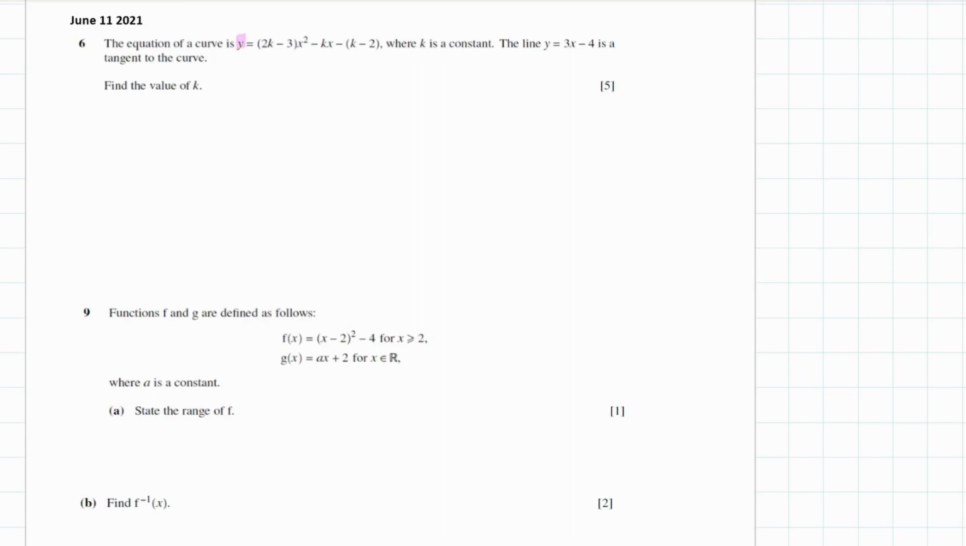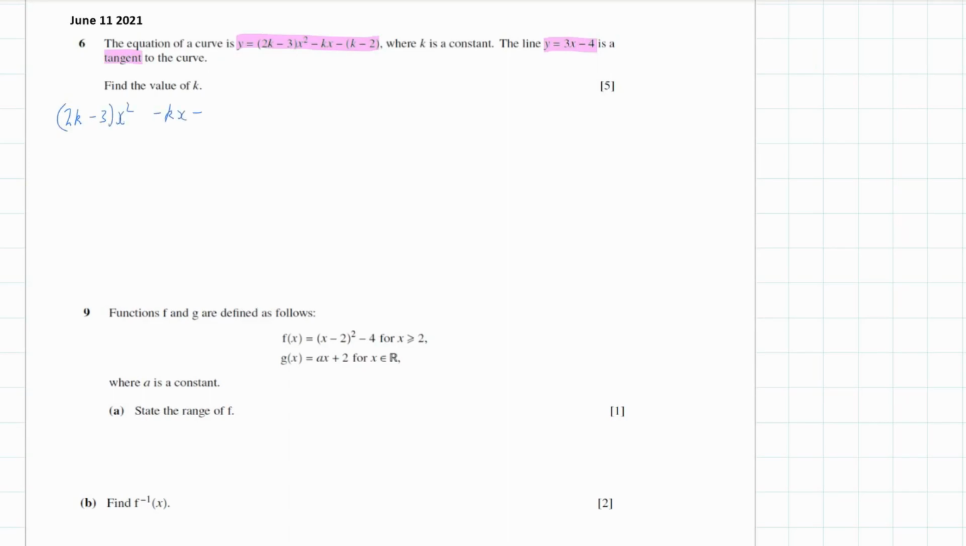So I've got the equation of this curve here, which has got a whole lot of k's in it, and k's are constant, and we've got this line here which is a tangent to the curve. That means it touches at one point alone. So what we're going to do here is make the line and the curve equal to each other. So that's going to be my first step.